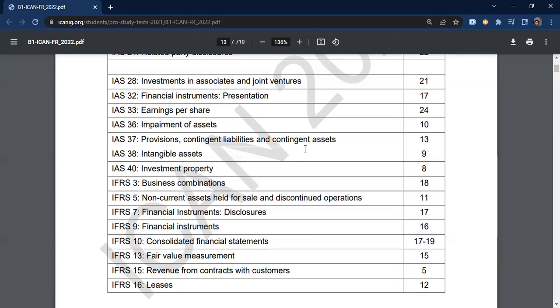So we'll also be talking about IAS 37, which has to do with provisions, contingent liabilities, and contingent assets. We'll also be talking about IAS 38, which is what we call intangible assets. We'll also be talking about IAS 40, which is related to IAS 16 very well: investment property. How do we account for investment property?